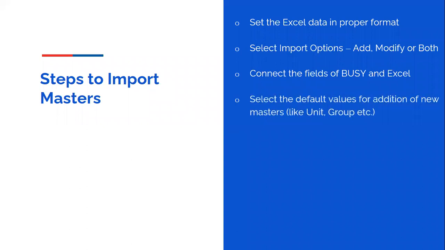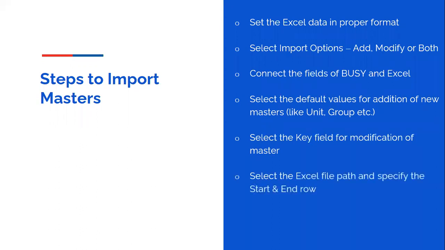And next point is select the default value for addition of new master. I will show you in the practical demo also. So you can select the default values for new addition and select the key field for modification of the master. And after this, select the Excel file and specify your start and end row of your data. And after this, you can specify the Excel sheet number. And the last point is save the configuration and import the master. So these are the steps. You have to follow these steps to import the master.